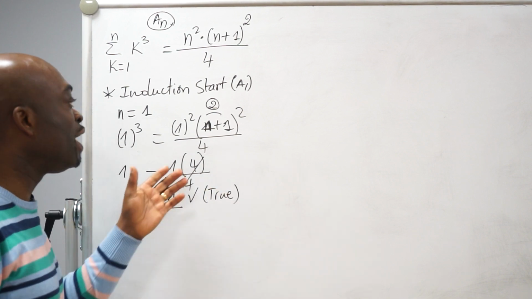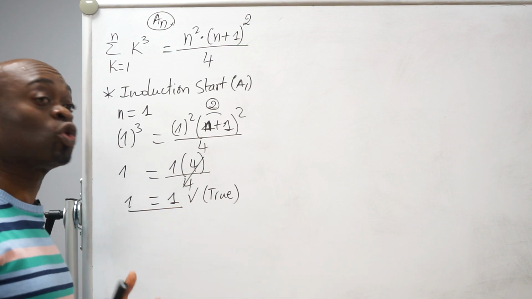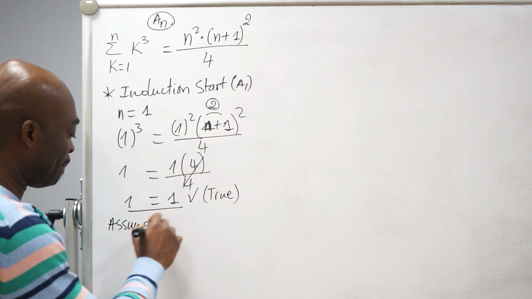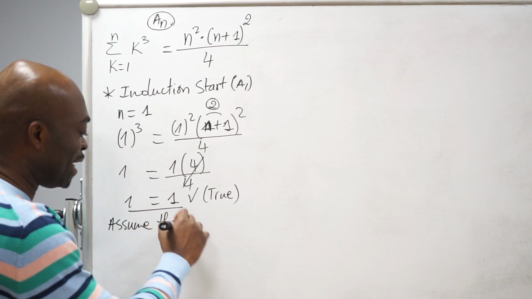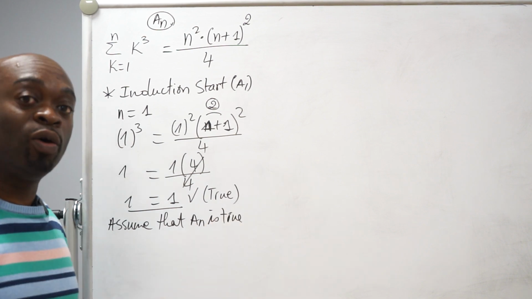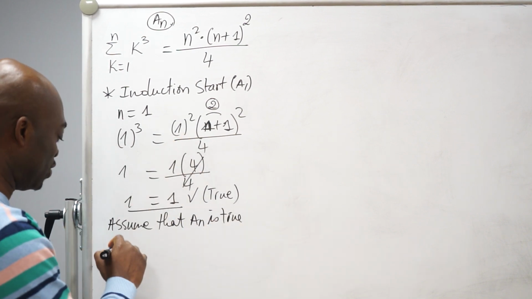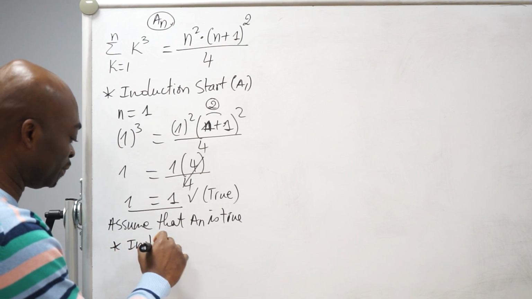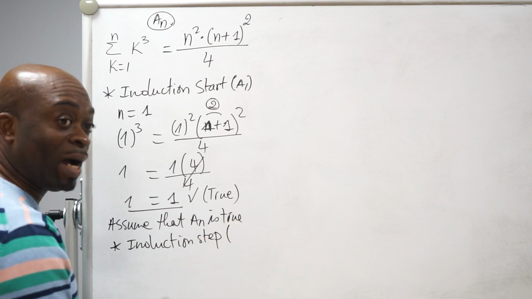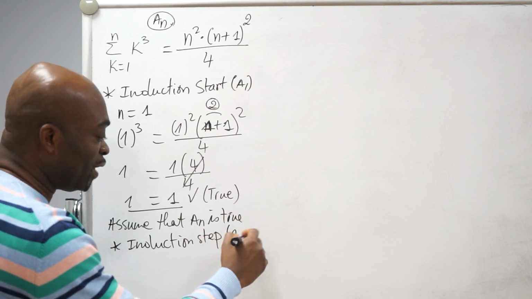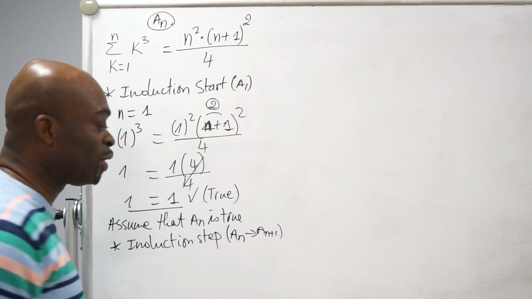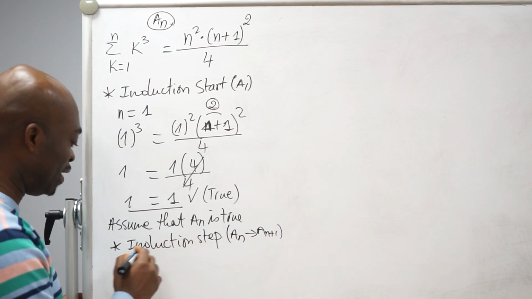All right? If this is a true statement, that means that we can also assume that a sub n is also true. Now, what are we going to do? The next step is to go with the induction step. The induction step is all about: if a sub n is true, then we have to prove that a sub n plus 1 also is true.